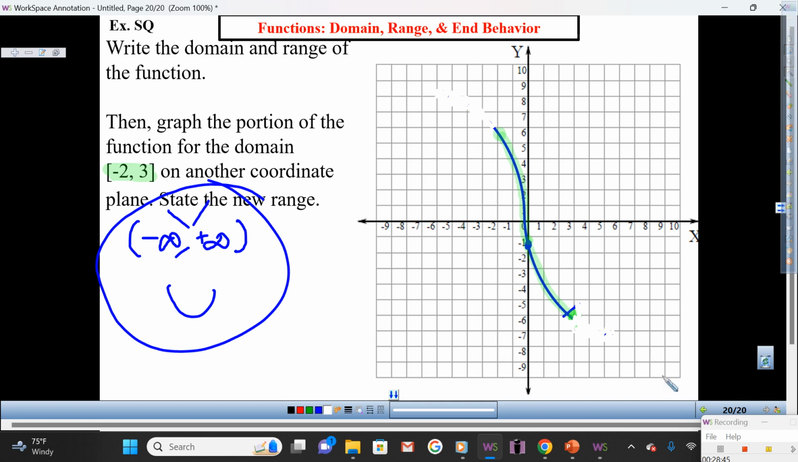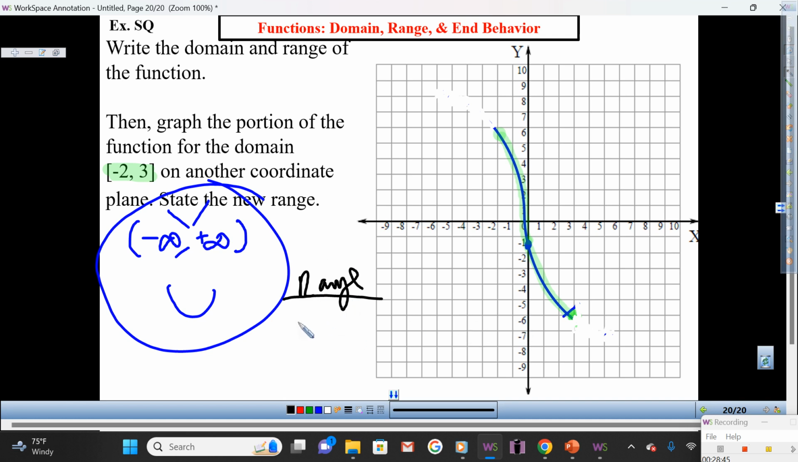Tell your neighbor the range for that portion of the graph. Make sure you write it in interval notation. What is the range? All right. What is our range? Since you talked it over already with your neighbor, Kimberly, what's our range between where and where?